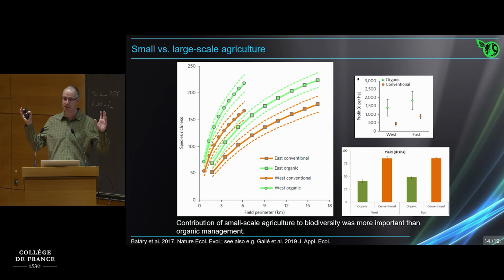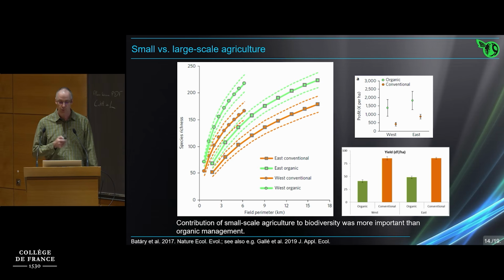We sampled, as very often, multi-taxa, so plants and different arthropod groups, and we sampled them in organic and conventional wheat fields on both sides of the Iron Curtain. As you would expect, there were many more individuals and species in organic farming. The most interesting thing is this figure, this is a so-called accumulation plot.